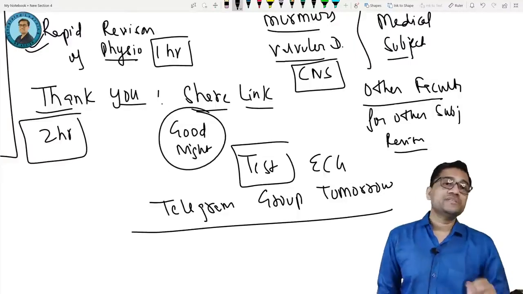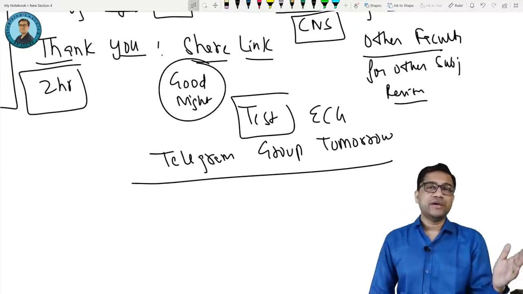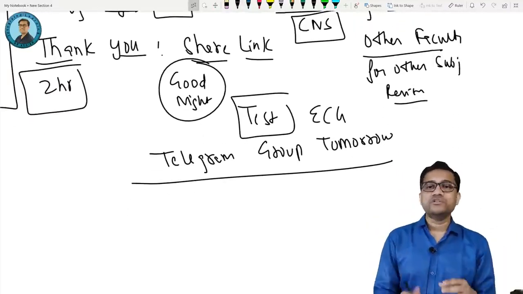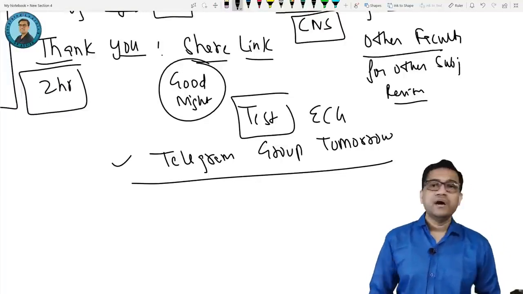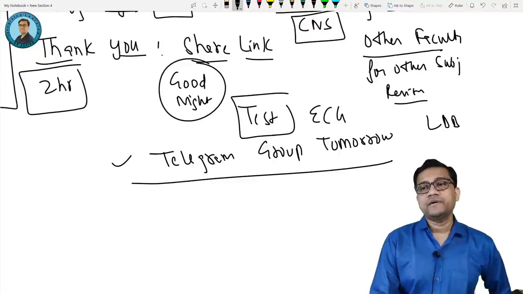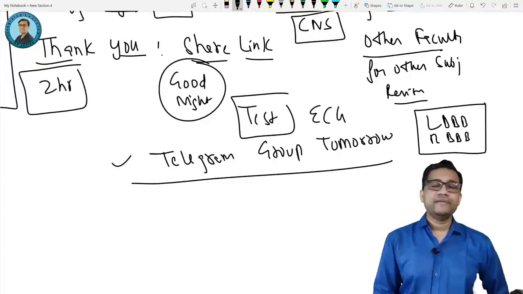We are yet to discuss the MI changes and the differences between them, and also electrolyte imbalance, that is hyperkalemia and hypokalemia, and bundle branch blocks, LBBB and RBBB. Again, time was short. Clear? So as a case.